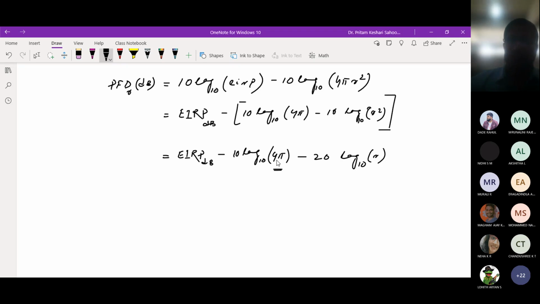So if you put the value of pi, 3.141, and multiply it with 4, you will have 12 point something. And if you take the logarithm, this result will come as around 11. So I can write here EIRP in dB minus this value: 11 minus 20 log base 10 of R.